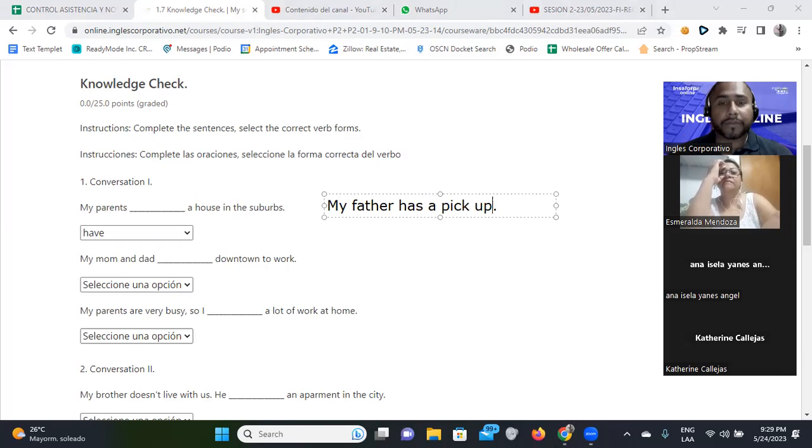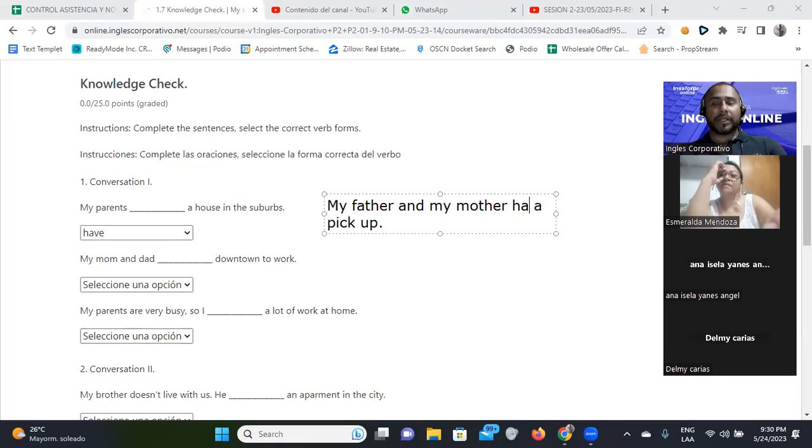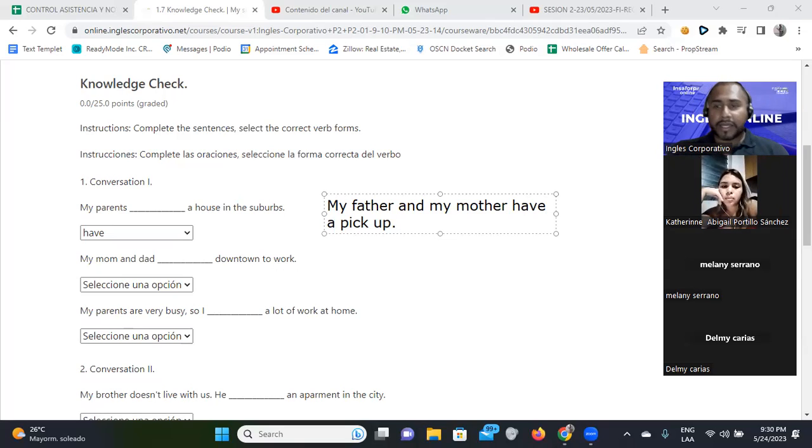Pero si digamos que ya estoy hablando de my father and my mother, allí es plural. Allí sería my father and my mother have. ¿Cuál voy a poner? Have. Very good. Have. Porque ahí ya es plural. Okay, good. Thank you. All right.